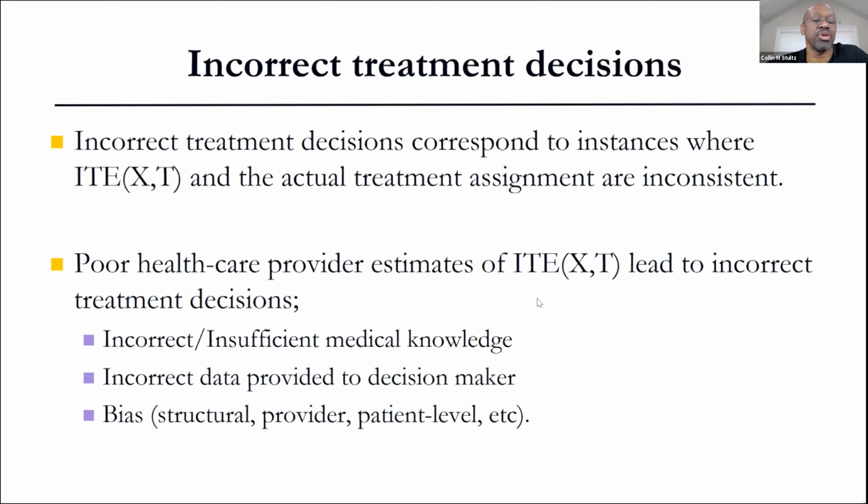And those things can happen because the provider has incorrect or insufficient medical knowledge, because the data one uses to make these decisions is itself biased or inaccurate, or because incorrect data is provided to the decision maker, and there are all of these sorts of biases. And it's hard to disentangle all of these, but at the end of the day, what happens is that the patient suffers. So what I want to discuss is ways to understand precisely when these incorrect treatment decisions happen.